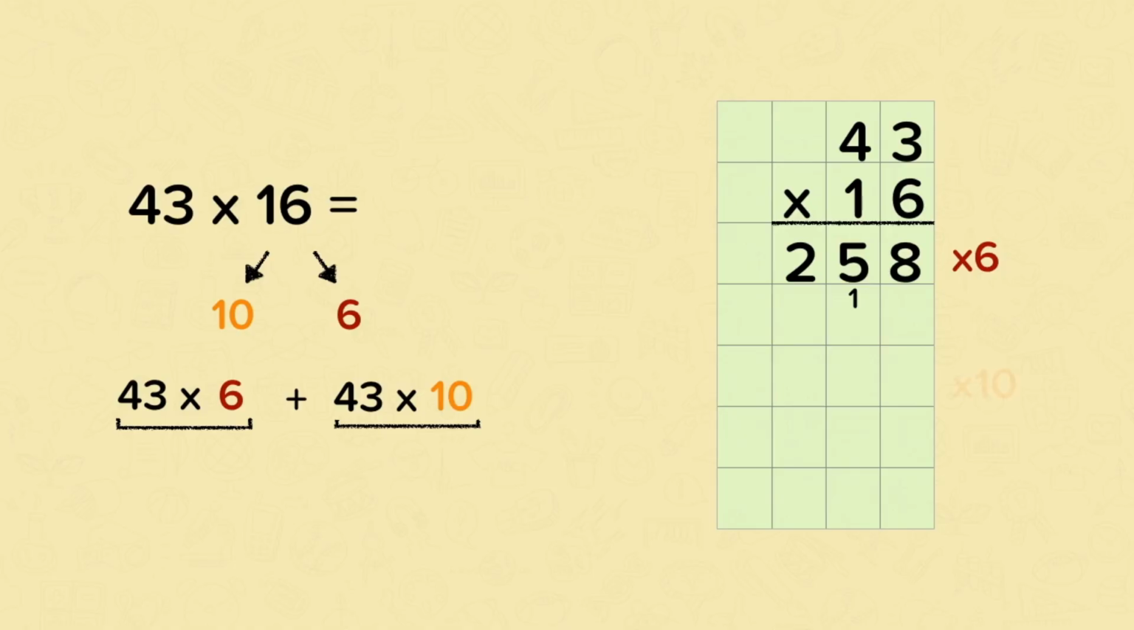Next, we can work out 43 times 10. This is an easy one. The answer is 430. Now we can add the answers for 43 times 6 and 43 times 10 together. 258 add 430. First, the ones place. 8 add 0 equals 8. Next, the tens. 5 add 3 equals 8. Finally, the hundreds. 2 add 4 equals 6. So 43 times 16 is 688.